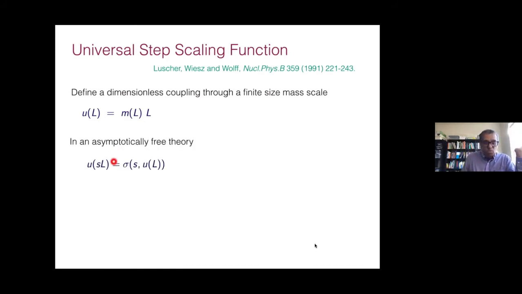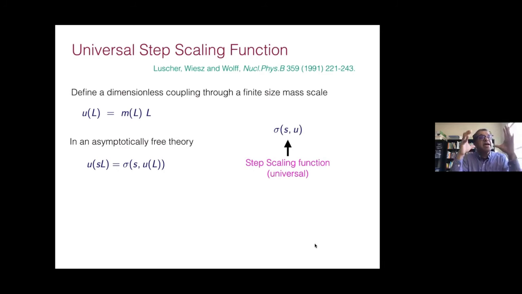And then you can ask, what happens to this U if I simply scale L to S times L, some scaling? You can actually argue that this object in this physical theory must be some function of U and S, because that's what the theory tells you it should be. You just take L and increase L to 2L, calculate this U again, and that must be a function of U and S. This is an important part of our asymptotically free theory. So this sigma of S comma U is what is called a step scaling function.